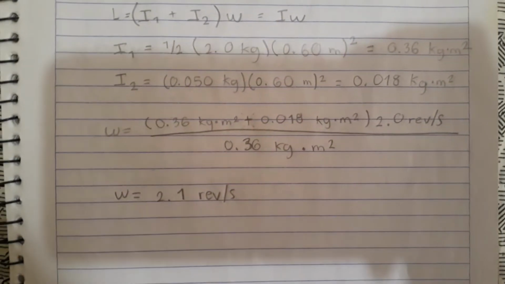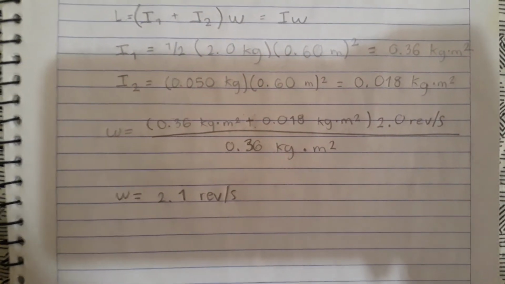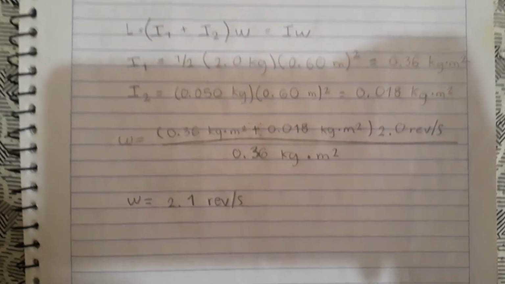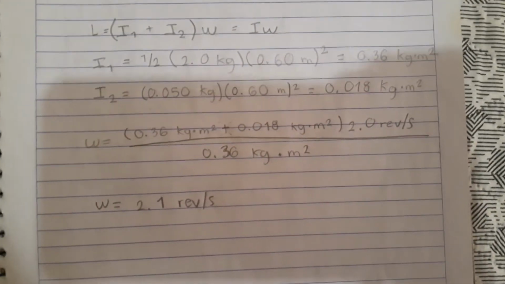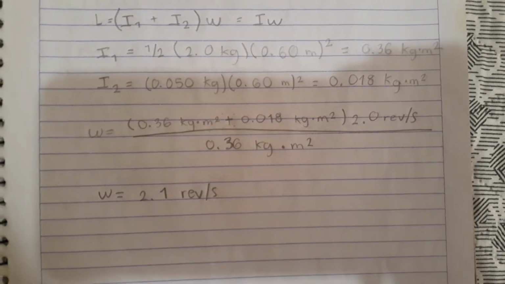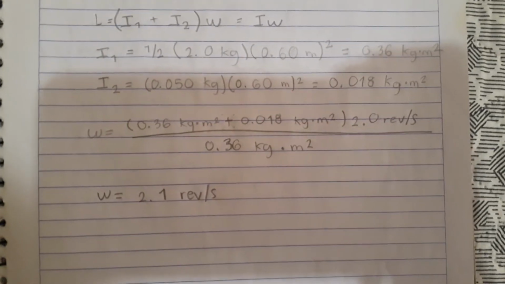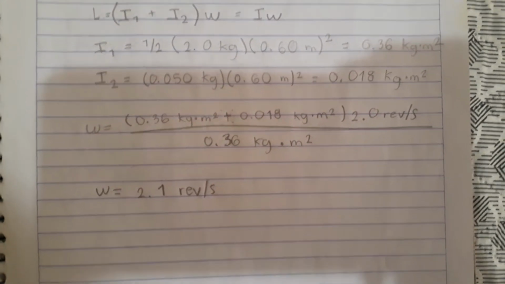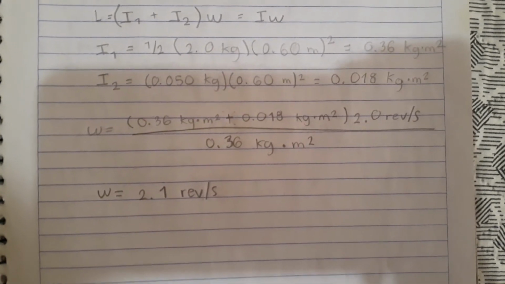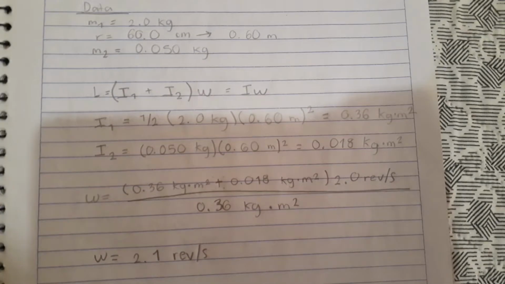And to find impulse 2 of the small mass, we use the formula m times radius squared, which will give us 0.018 kilograms times meter squared.